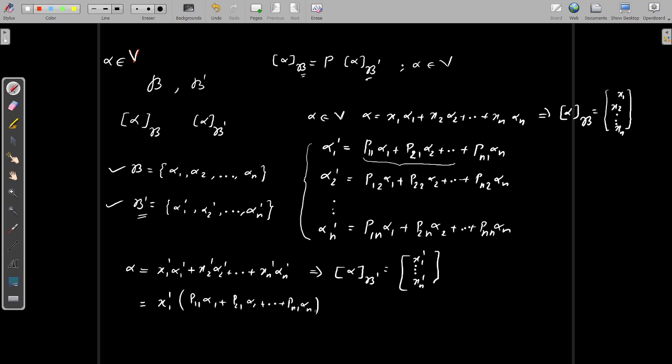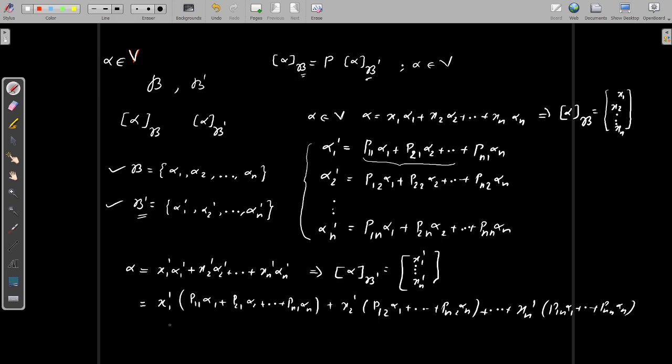plus x2 prime times, next we have alpha 2 prime. Alpha 2 prime is nothing but p12 alpha 1 plus etc. pn2 alpha n, plus etc. The last one, xn prime times alpha n prime, is p1n alpha 1 plus etc. pnn alpha n.